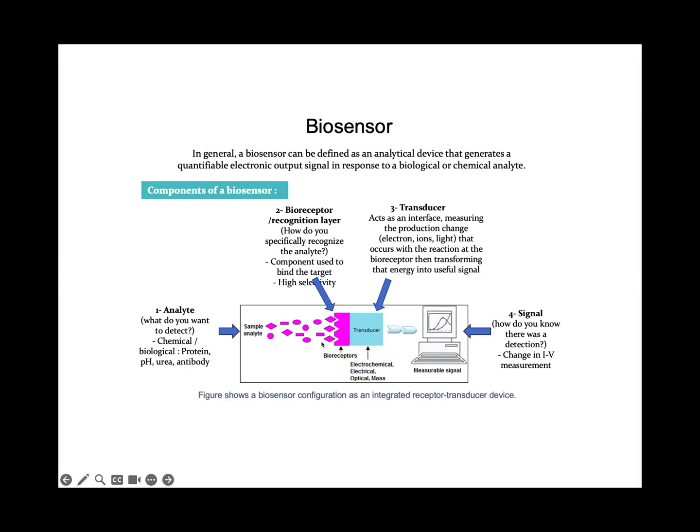So the interaction is being transduced, or actually being analyzed, giving you a readable signal by the transducer. And the transducer that we are talking about right now is the electrochemical-based transducer. After this, we are talking about the optical transducer. I hope that you know where we are right now.